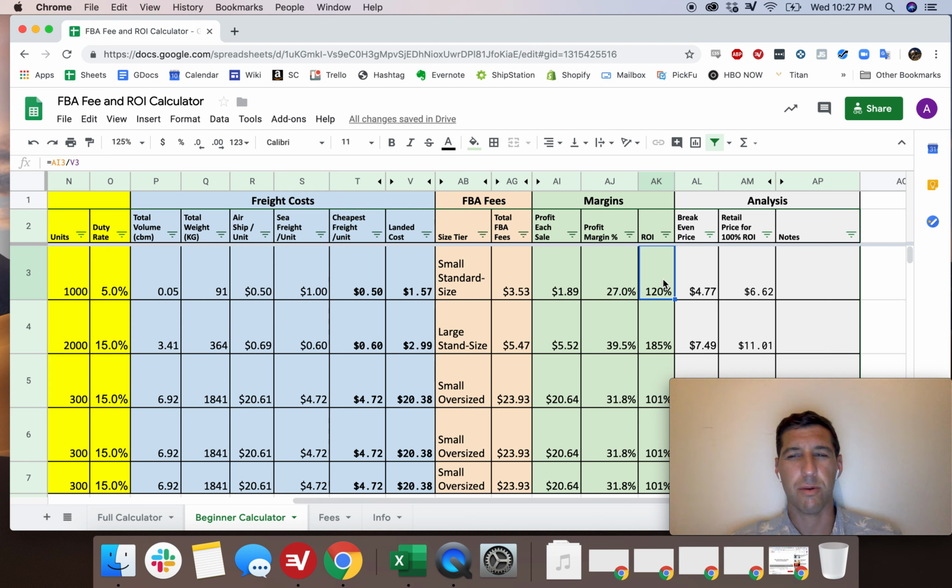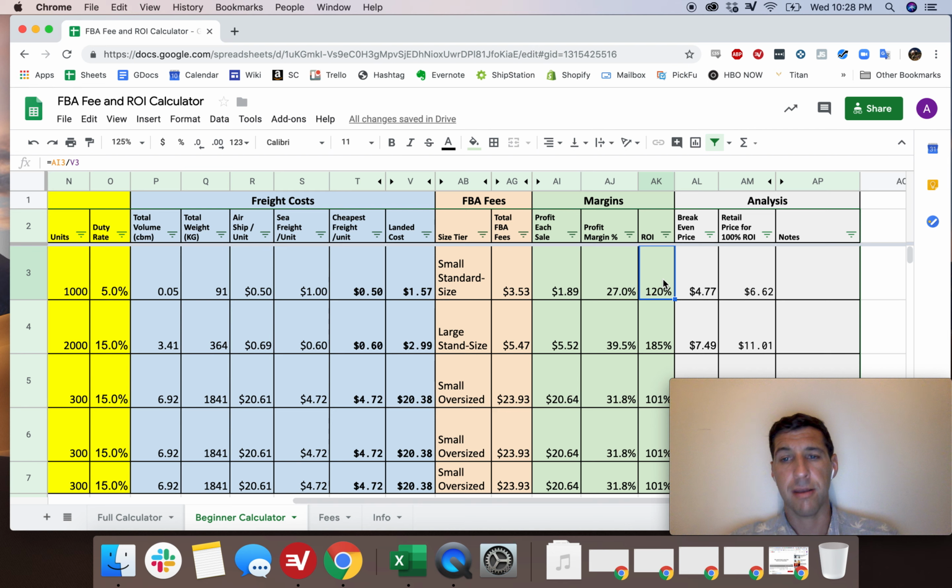Now let me explain ROI a little bit. ROI is return on investment. 100% ROI is when you spend $1 and make $2 in revenue when you sell it, which means you profit $1. I put $1 in, I get two back, 100% return. In this case, you put $1 in and you get $1.20 back.